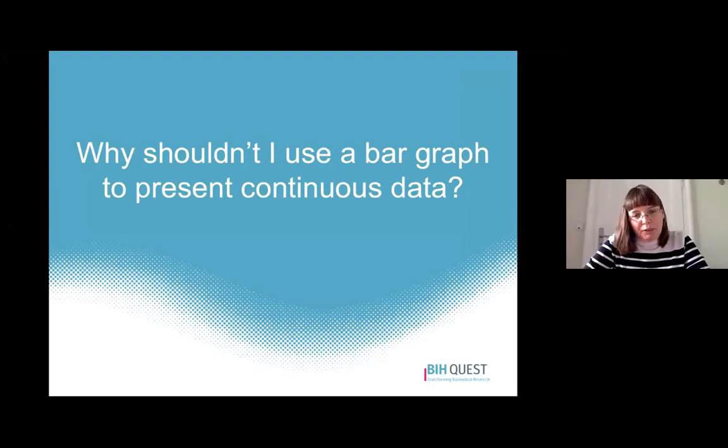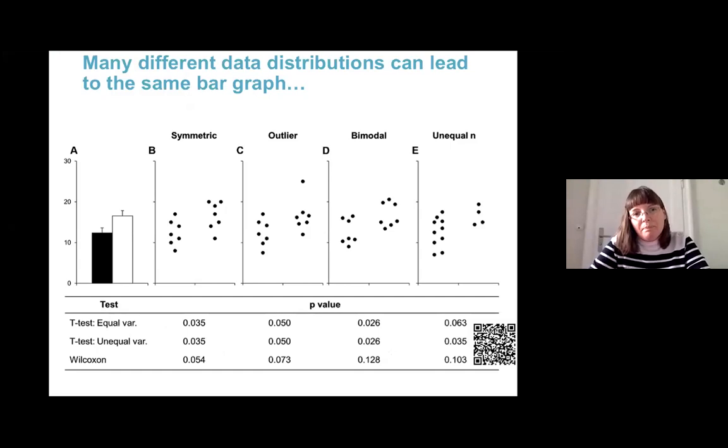So you might be wondering, if lots of people are using bar graphs, and maybe I use them as well, then what's the big deal here? If everyone's doing it, then why shouldn't I use a bar graph to present my continuous data? One of the reasons for this is that many different data distributions can lead to exactly the same bar graph, and the underlying data distribution may suggest different conditions or different conclusions from the summary statistics alone.